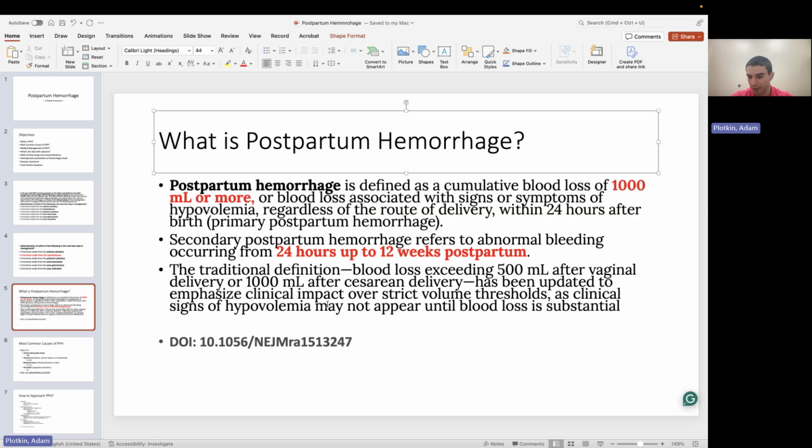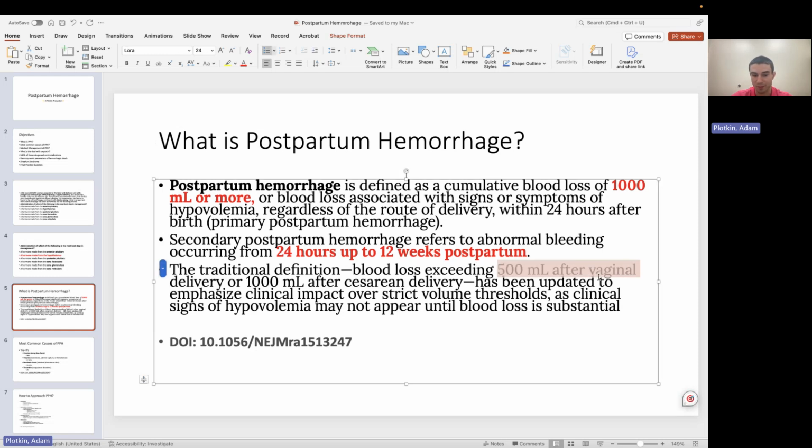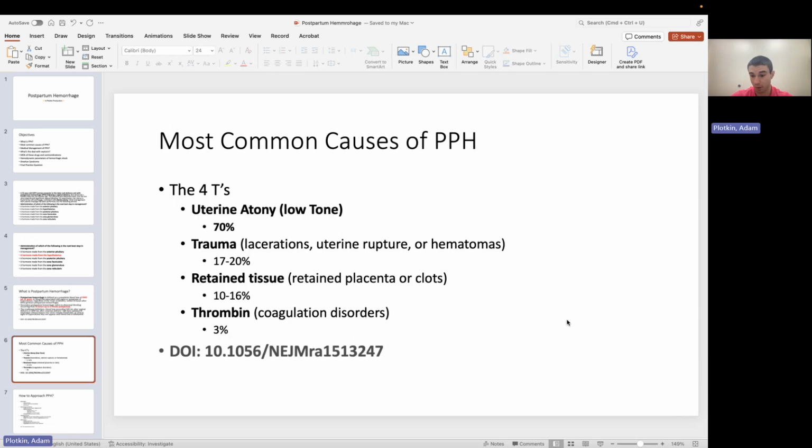There was an old definition that you might still see in books and other resources where they called it 500 milliliters after vaginal delivery and 1,000 after C-section. That's no longer a thing. It's 1,000 milliliters regardless of route of delivery, okay? So again, postpartum hemorrhage: 1,000 milliliters of blood loss, regardless of delivery route, within 24 hours is primary, 24 hours to 12 weeks postpartum is secondary. So what are the most common causes?